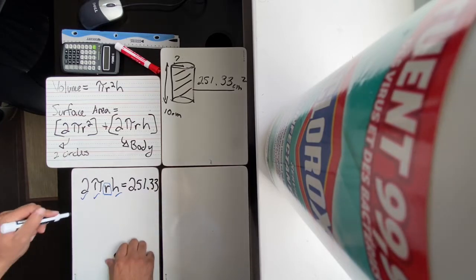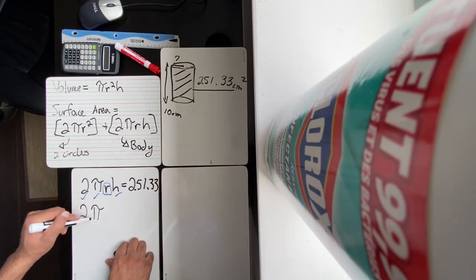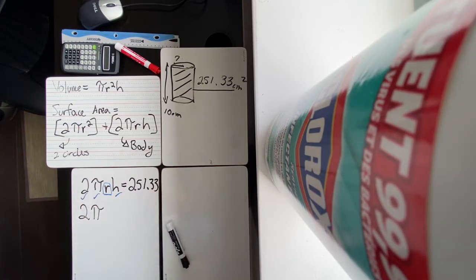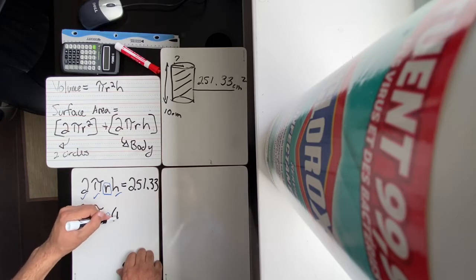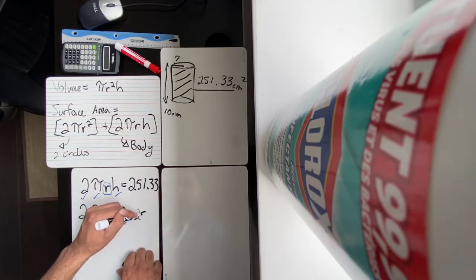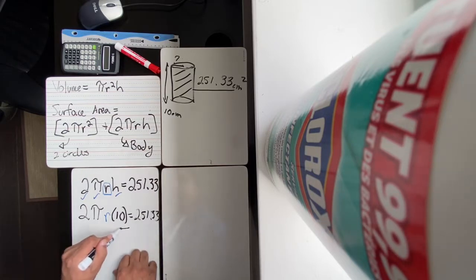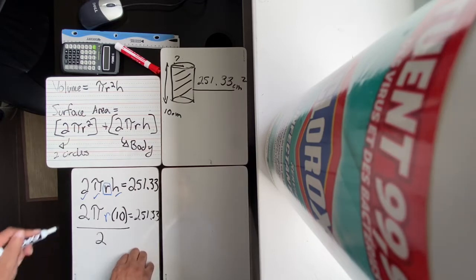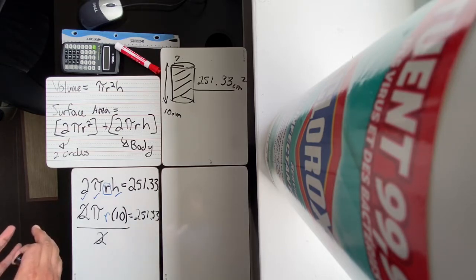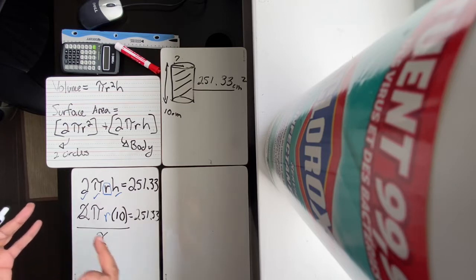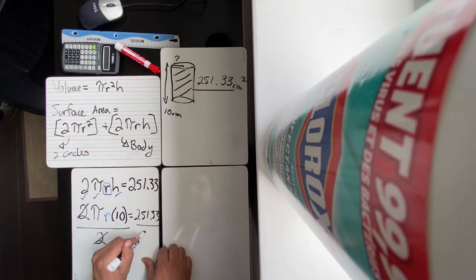The next line of this becomes 2 times pi. We still don't know r, so I'll leave it as r. We do know that h is 10, and this whole thing equals 251.33. How do I get rid of the very first 2 on this side? I'm going to divide this part by 2. So now this is gone and this is gone. What do I do once I've done that to one side? You'll remember we have to do the exact same thing to the other side. So I'll divide this side by 2 as well.